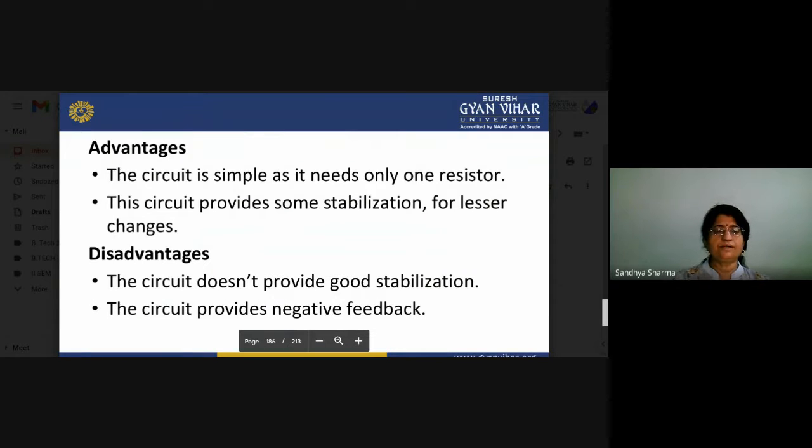So now we will look at the advantages. What about the advantage of this circuit? The circuit is simple as it needs only one resistor. This circuit provides some stabilization for lesser changes. So by making fewer changes in our circuitry, we can provide the stabilization. What about the disadvantage? The circuit doesn't provide good stabilization. The circuit provides the negative feedback.